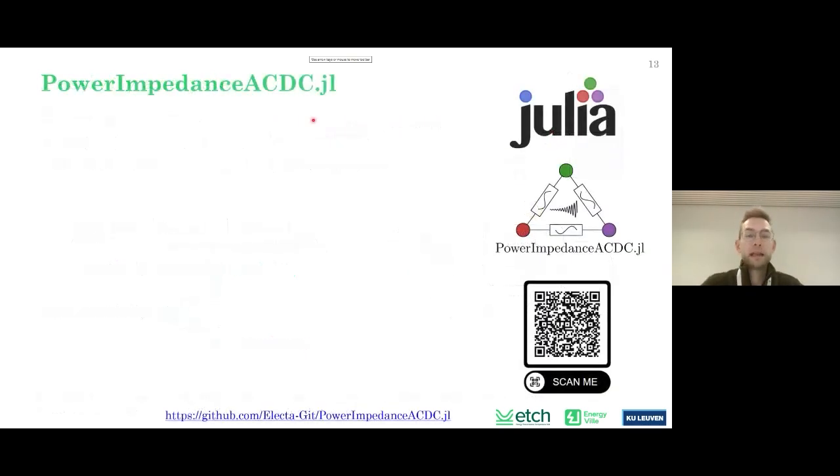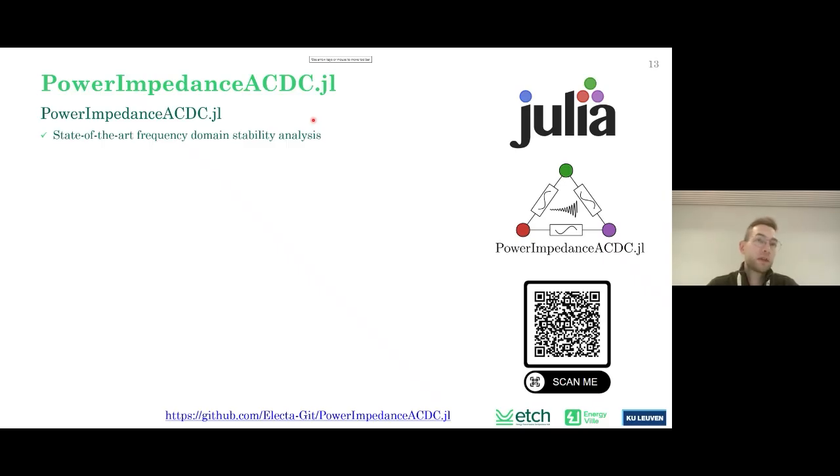All right, with that, I would like to conclude the small summary of frequency domain methods applied to the power system. And now I would like to turn our attention a little bit more to the core of today's presentation. This is PowerImpedanceACDC. With PowerImpedanceACDC, we can do a state-of-the-art frequency domain stability analysis of ACDC power systems.